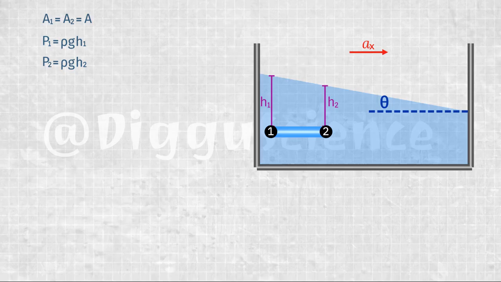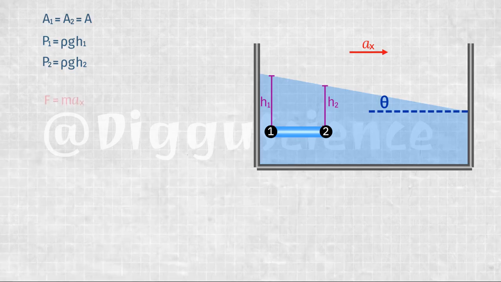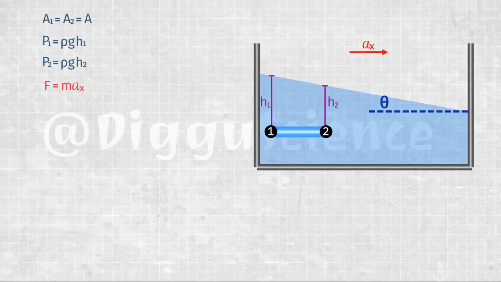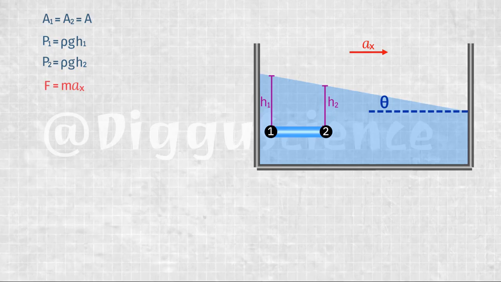When a car accelerates, the resultant force acting on the fluid parcel, F, is equal to the mass of the fluid parcel times the car's acceleration. Since it's moving horizontally, the acceleration is ax.